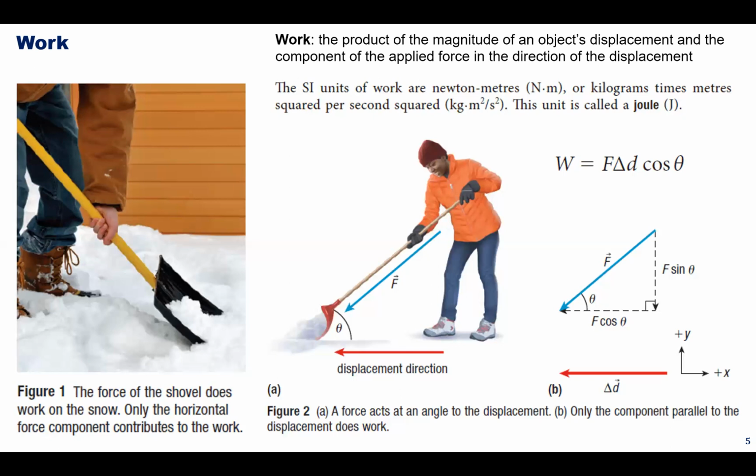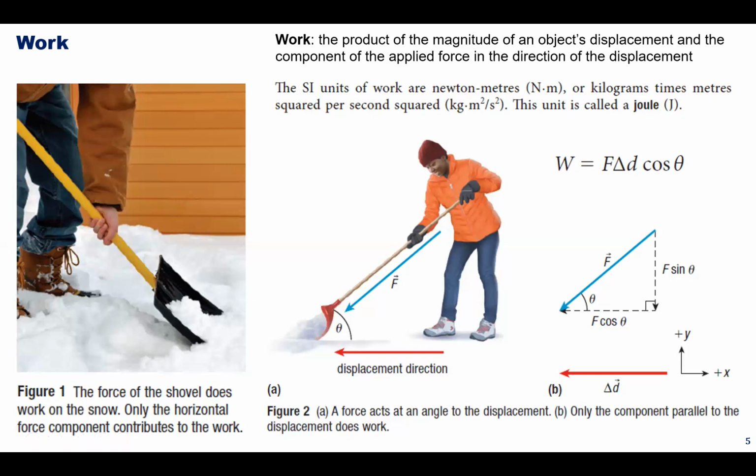The equation for calculating the work W that a constant force F does to cause the displacement delta D of an object is given by this formula here. W equals F delta D cosine theta, where F is the magnitude of the force, delta D is the magnitude of the object's displacement, and theta is the angle between the force and displacement. The component of the force in the direction of the motion is F times cosine theta, which is shown here in figure 2.